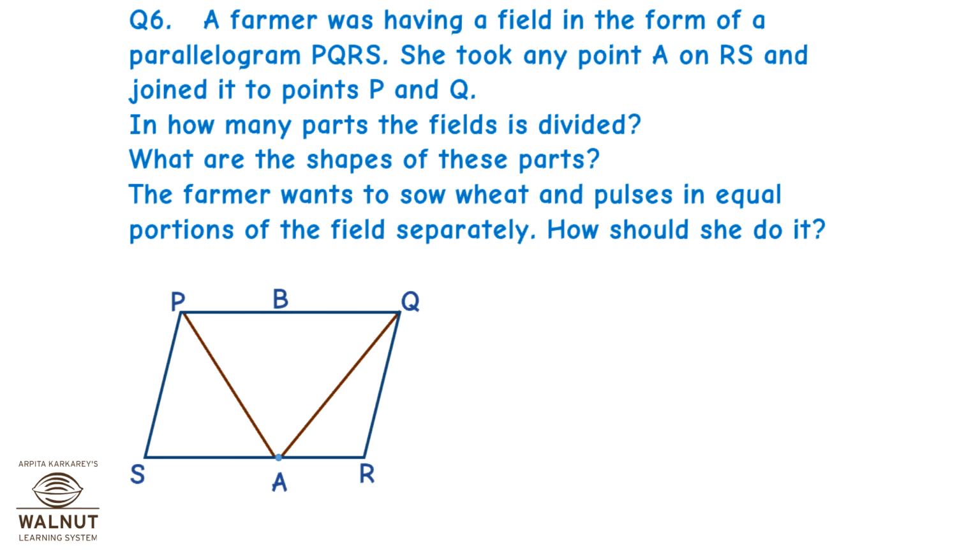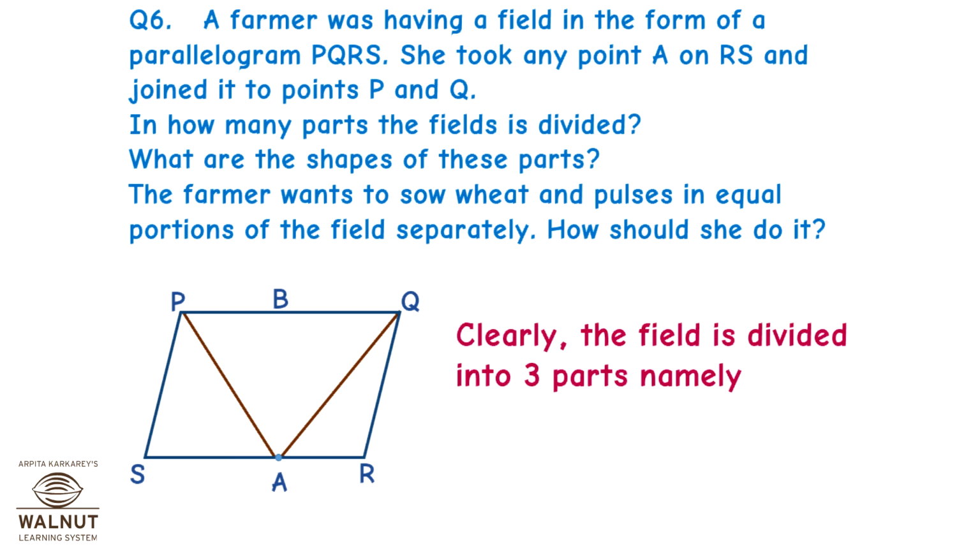Question 6. A farmer was having a field in the form of a parallelogram PQRS. She took any point A on RS and joined it to points P and Q. In how many parts is the field divided? What are the shape of these parts? The farmer wants to sow wheat and pulses in equal portions of the field separately. How should she do it? Clearly, the field is divided into 3 parts, namely triangle APS, triangle PAQ, and triangle QAR.